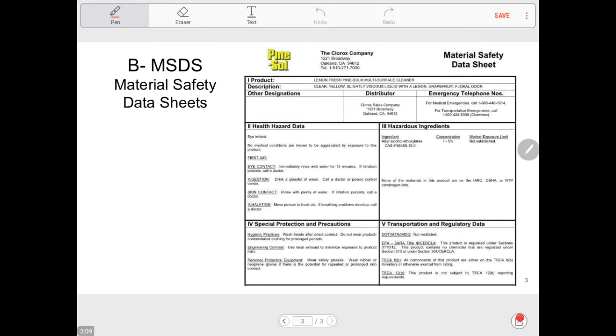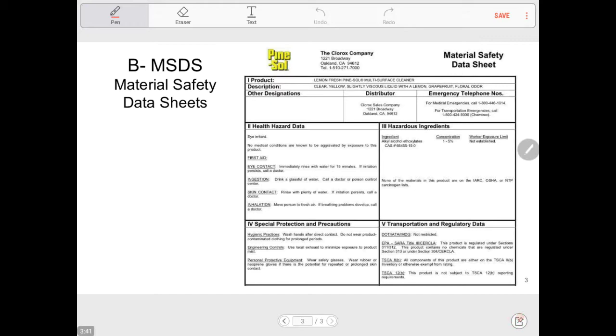And what can you find on here? Essentially, it's a quick look at some of the precautions and dangers associated with different materials. So if you look right here, this product is Lemon Fresh Pine Sol Multi-Surface Cleaner. And in a quick glance here, you can see some of the important pieces of information and important precautions to take when using this product. And of course, what this page has will change vastly depending on the chemical you're using.